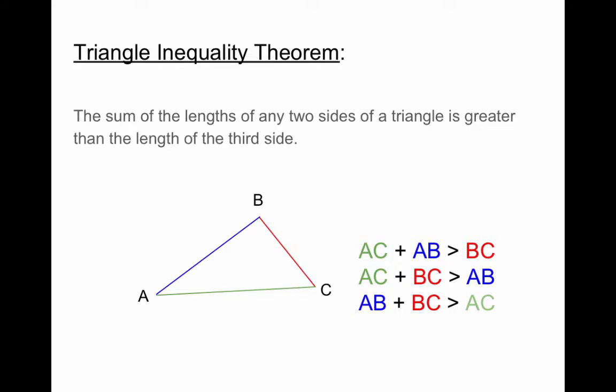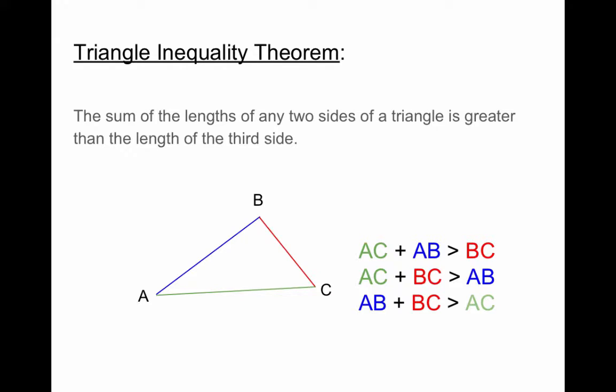Well, the triangle inequality theorem states that the sum of the lengths of any two sides of a triangle is greater than the length of the third side. And I have three inequalities here that go with a color-coded triangle. The length of AC and the length of AB added together must be greater than the length of BC. The length of AC and BC added together must be greater than the length of AB. And finally, AB plus BC must be greater than AC. So that's the triangle inequality theorem. That's what it tells us.